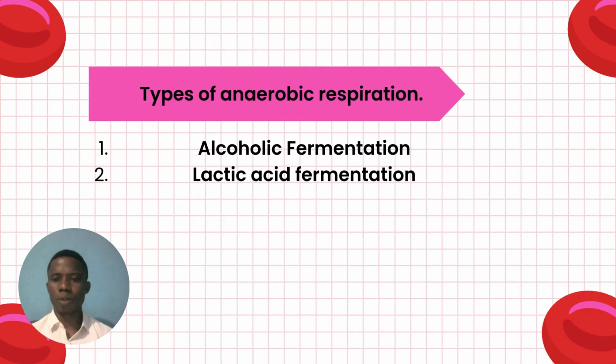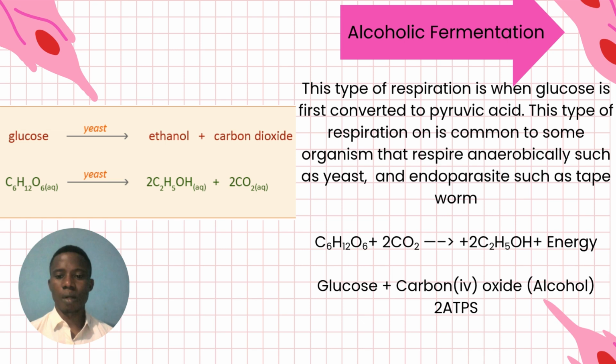We have been able to discuss the types of respiration, which are aerobic and anaerobic respiration. Anaerobic respiration is of two types: one, alcoholic fermentation, and two, lactic acid fermentation. We shall be taking them one after the other. Now, let's talk about alcoholic fermentation.